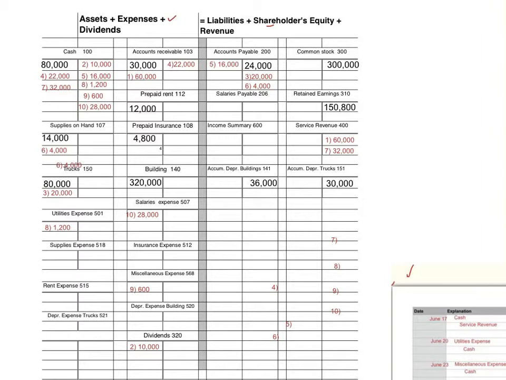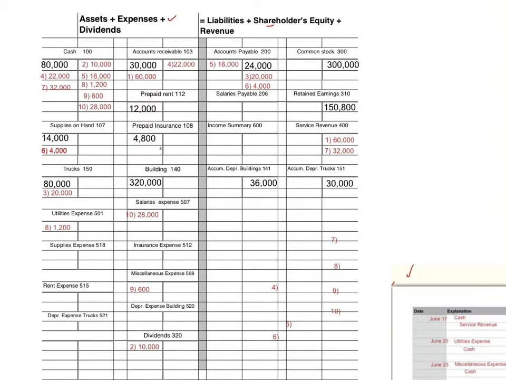Prepaid rent, nothing happened. Prepaid insurance. Supplies on hand went up 4,000, so therefore it would be $16,000. Trucks, $100,000. Utilities expense, $1,200. On the other side, we have revenue, $92,000. We have accounts payable with a credit balance of $32,000.